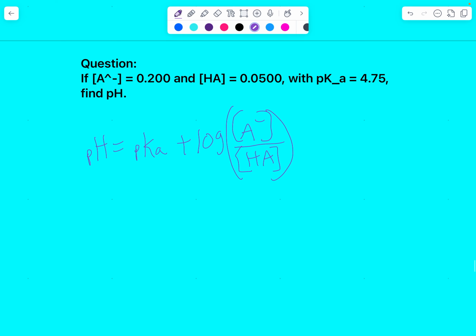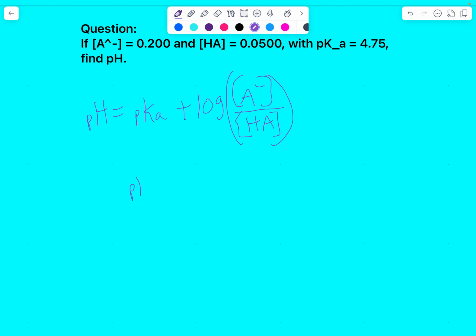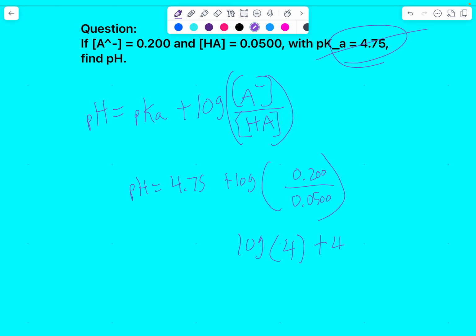So let's write out what we know, right? The pKa equals 4.75. They told me that. Plus log of A minus, 0.200, all over HA, which is 0.0500. All right. I always plug in first before simplifying so I don't mess up the ratio. What's 0.200 divided by 0.0500? If you do that, you're going to get 4. So you got log of 4 plus 4.75.